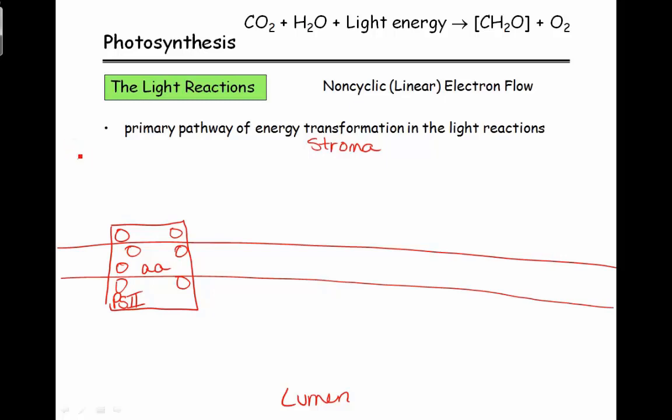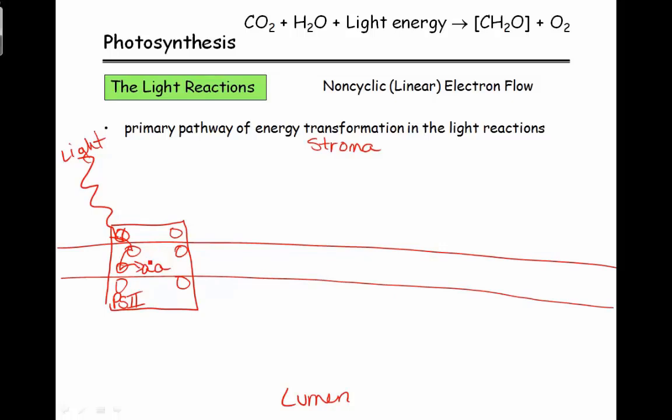So to start us out, light is going to come in and hopefully strike one of these pigment molecules. When it does, they will collect that energy if it is of the right wavelength, and they will transfer the energy around until they get that energy to chlorophyll A. When it gets to the chlorophyll A pair, they will absorb the energy and the electron will get excited.